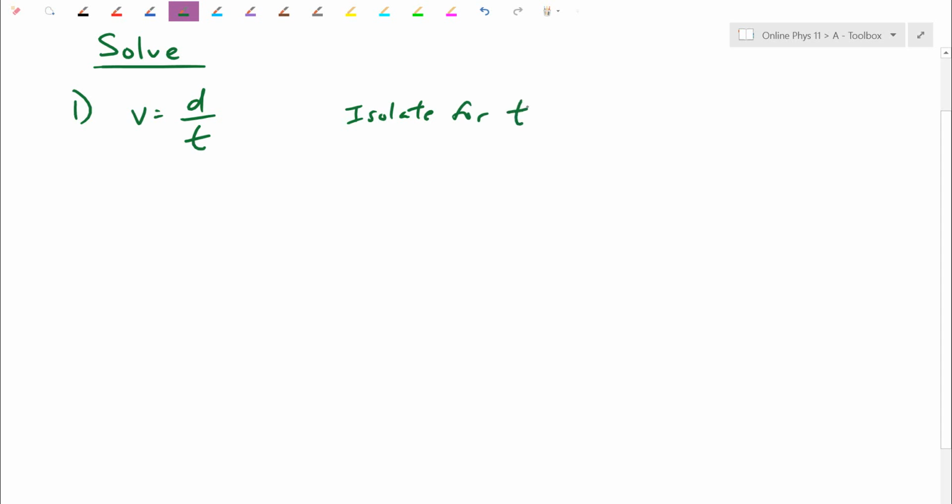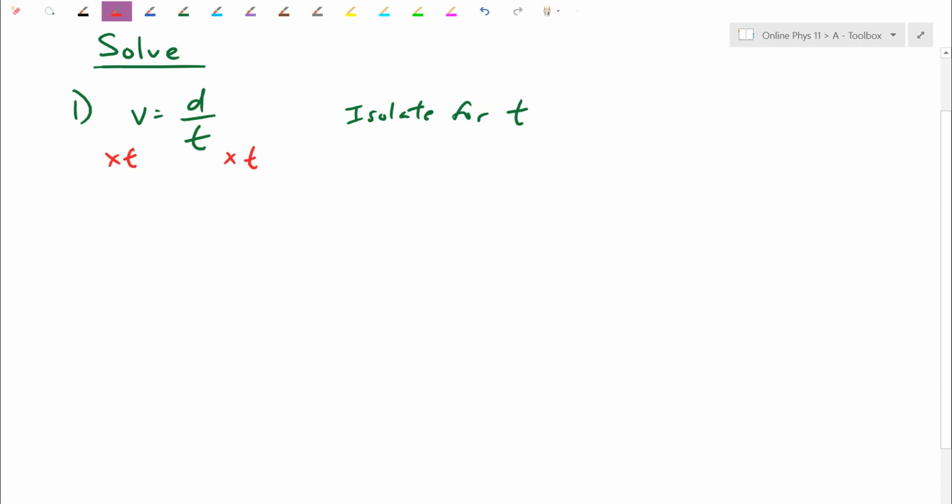Meaning, even though we already have t in the equation, when it says isolate for t, I want it to be t equals something. So let's just practice doing this isolation here. The t that I want happens to be in the denominator, right? This is a divide. What I want to do is multiply both sides by t, right?